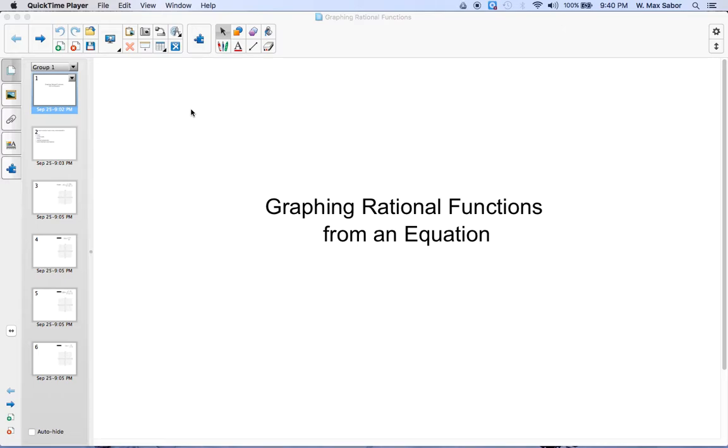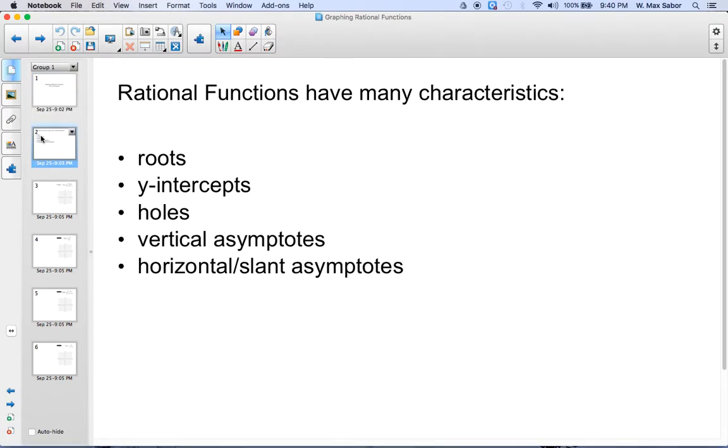This is the first in a series of videos on graphing rational functions from an equation. So, the thing is that rational functions have a lot of things going on at once: roots, y-intercepts, holes, vertical asymptotes, and horizontal and slant asymptotes. Let's just remind ourselves how we find each of these things before we dive in.